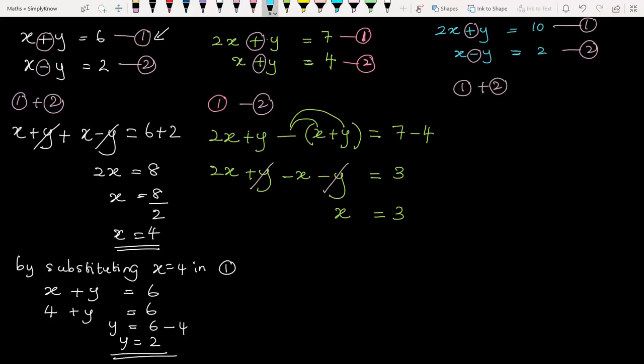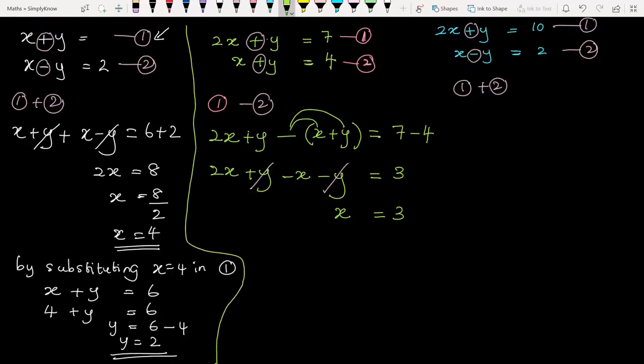If you need, you can check your answer. Now x is 4 and y is 2. So 4 plus 2 is obviously 6. Therefore, our values are correct.